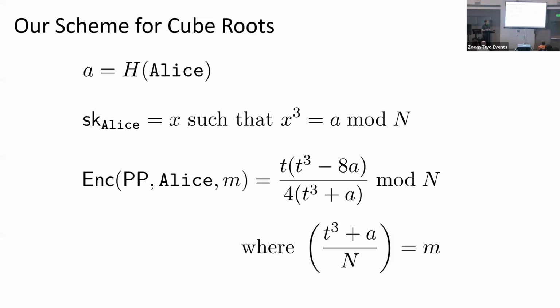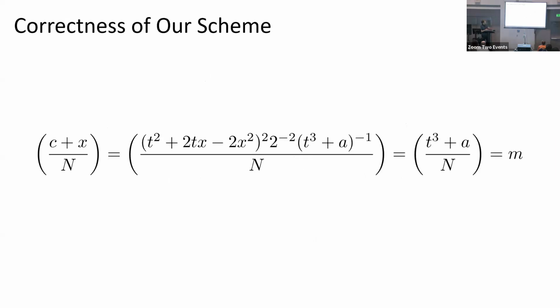Okay, so we have a correct scheme. And here's decryption. I won't go through all the details, but you can kind of do the same thing you do with Cocks IBE. You write C plus X, you expand it out using the fact that X is a cube root of A, which I'm using as shorthand for the hash of Alice's identity. And you can kind of factor things, and all your factors end up disappearing because, again, we have a homomorphism. And so you're left with the Jacobi symbol of t cubed plus A, and we chose t exactly to have that Jacobi symbol.